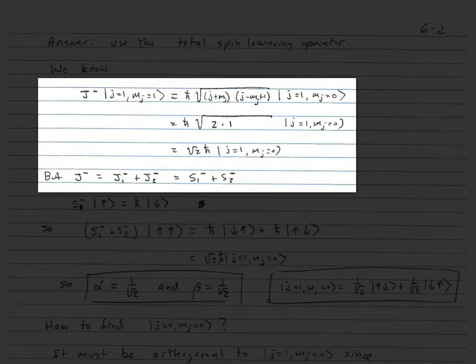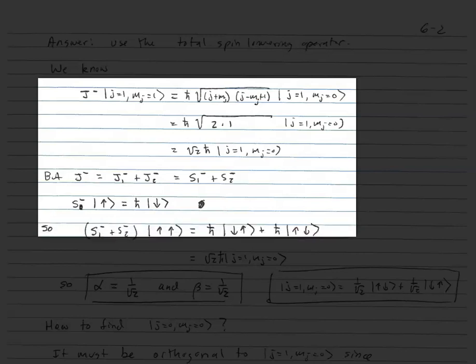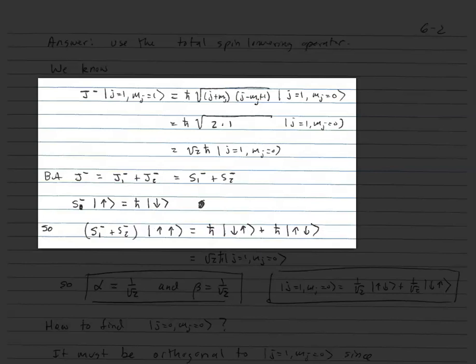But we also can write the J minus operator as J minus 1 plus J minus 2, or if you like, S minus 1 plus S minus 2. And then remember that S minus acting on up just gives me h bar times down. The number in front is a 1 when I'm working with spin 1/2. So then S minus 1 plus S minus 2 acting on up, up will give me h bar times down, up. That's when it acts on the 1 state, plus up, down. That's when it acts on the 2 state.